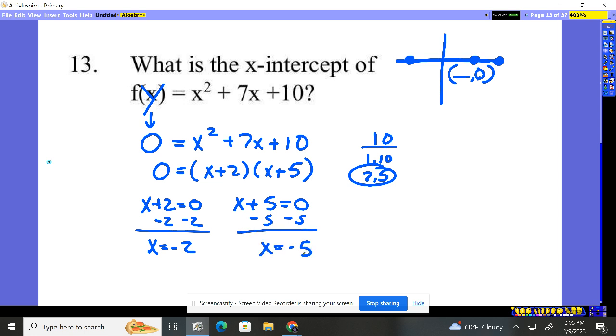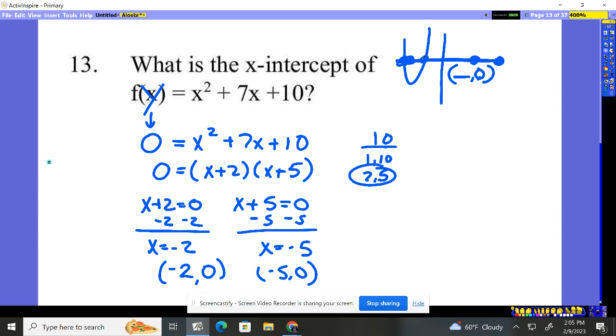Now I need to write them as an ordered pair. So as an ordered pair, that's negative 2, and we just said the y value is 0. Negative 5, 0. Those are the two spots that it crosses. Okay, so we know it's a parabola, so it is crossing at negative 5 and negative 2.